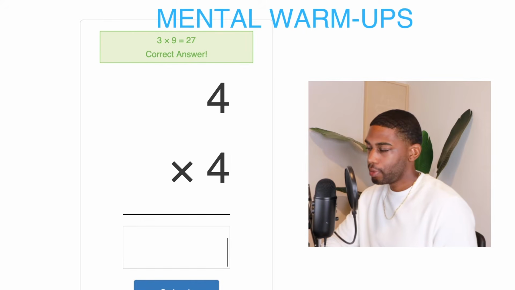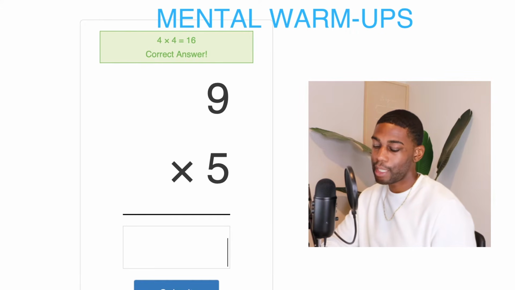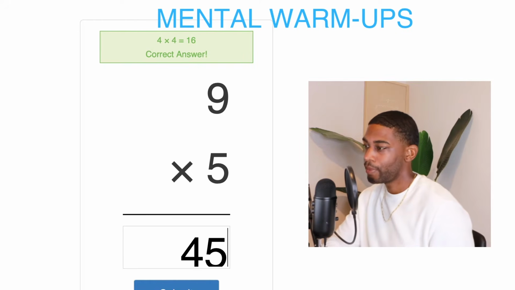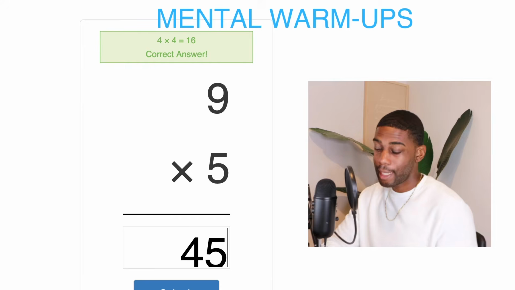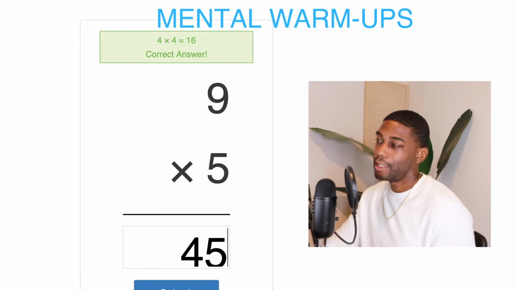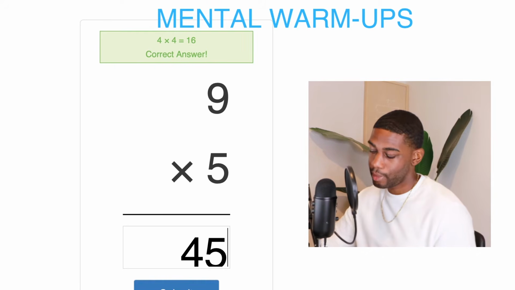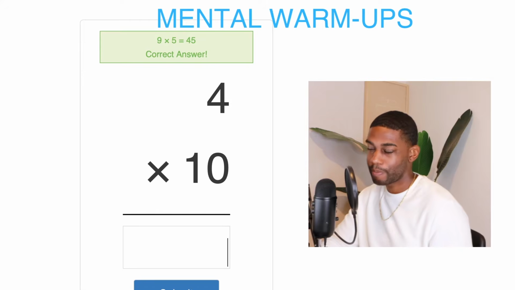4 times 4. 16. This is going to save you a lot of time on your ASVAB. If you know your multiplication times tables or even your division times tables, it's going to save you a lot of time on the ASVAB. For example, instead of doing 9 times 5 and adding 9 plus 9 plus 9 plus 9 plus 9, it's going to help you a long way if you can see that 9 times 5 is 45, right? You just saved yourself probably 3 minutes right there.